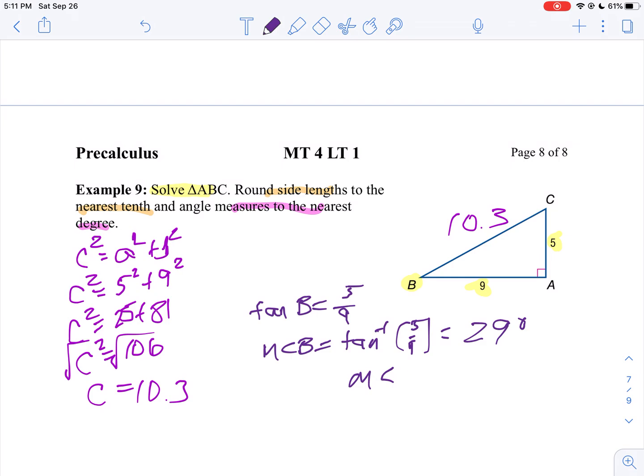Since we know there's 180 degrees in a triangle, or we know angle B and angle A are complementary, that would make, not A, C. That would make angle C 51 degrees. And there are your answers. And that's what you have to do on problems you're solving. You have to find three things, usually.